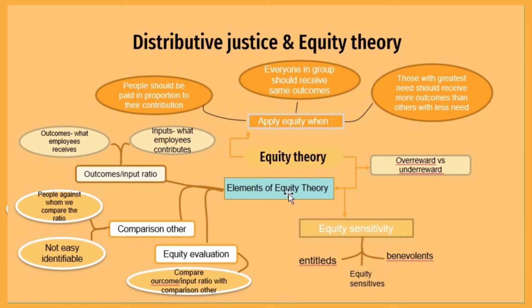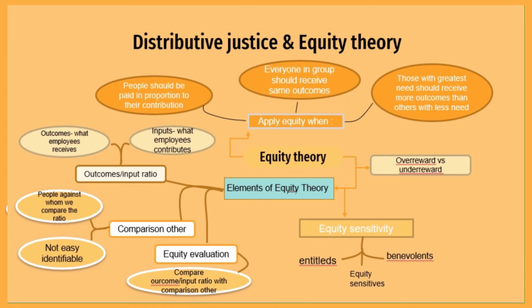For the elements of equity theory, there are three elements here. The first is the outcome to input ratio. Input is what employees contribute, such as skill, and outcome is what employees receive, such as pay. Second is the comparison other. This is the person or group to which the individual's input and outcome ratio is compared.